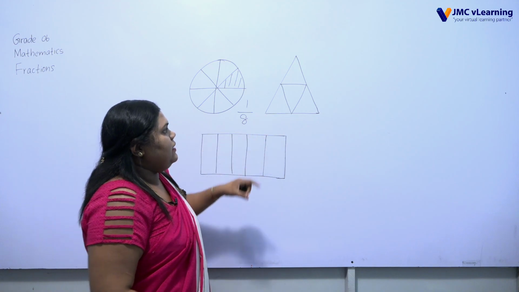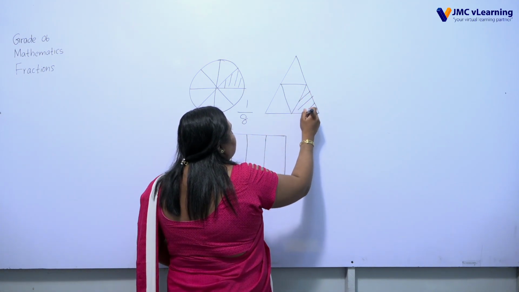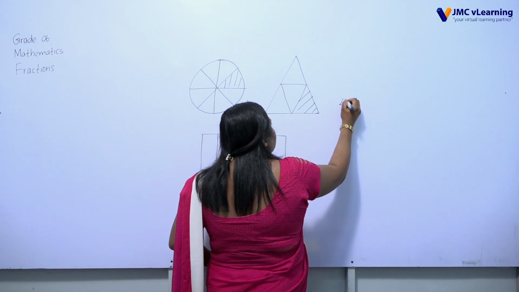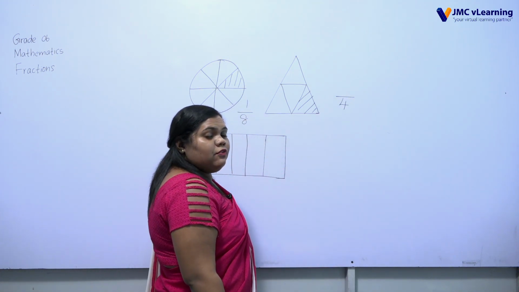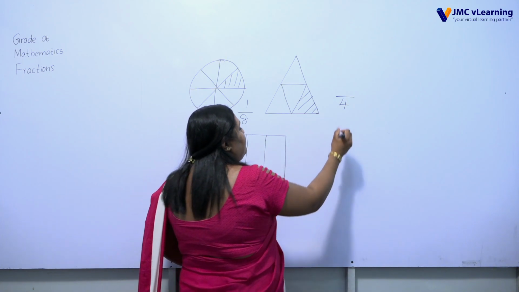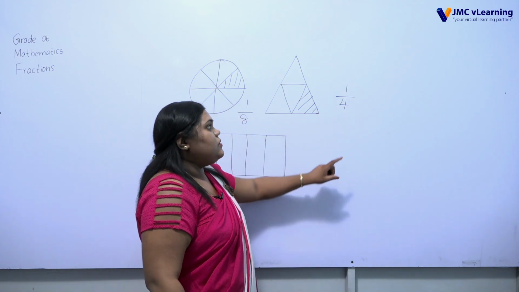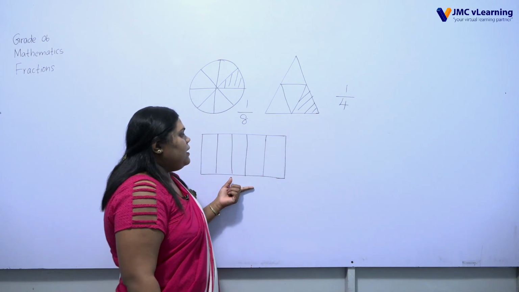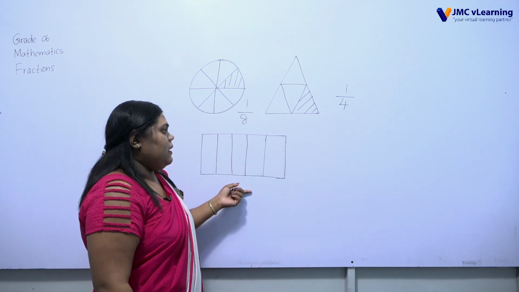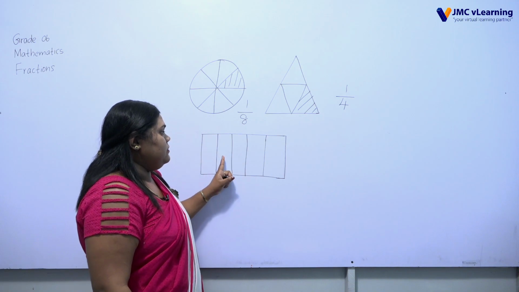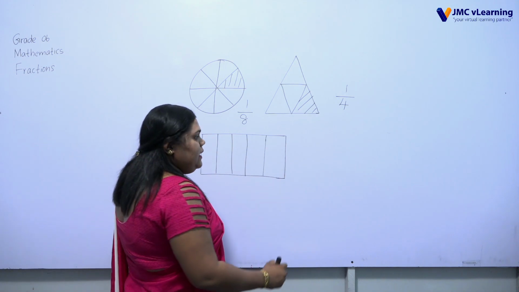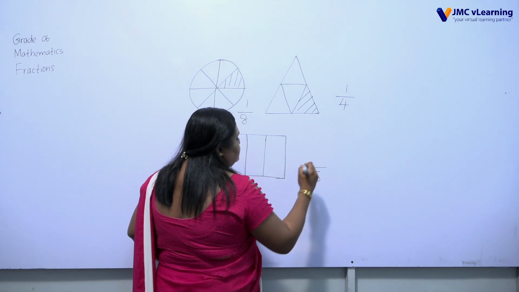Then if I color one part of this one, how can I write it? First you write the number of parts. There are 4 equal parts and I have colored one part. So I can call that 1/4. Are you clear, children? Okay. Now this one. How many parts are there? 1, 2, 3, 4, 5. There are 5 equal parts.